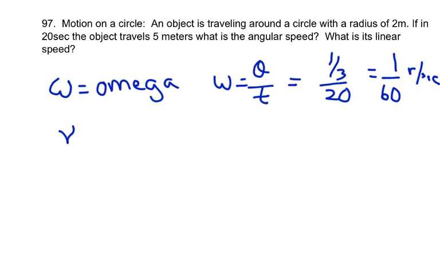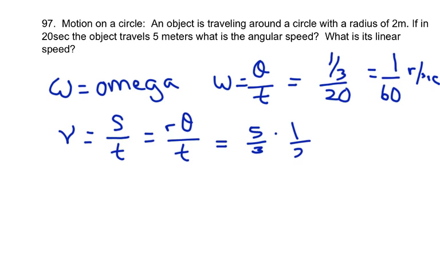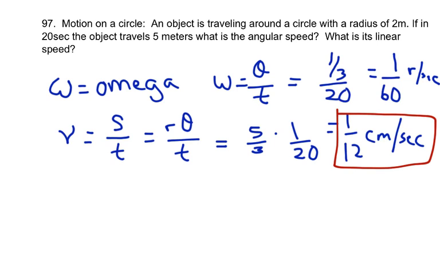Now velocity equals your arc length over time, which equals your radius times your angle over time, which equals 5/3 times 1 over 20, which equals 1/12 centimeters per second. Those are your angles. So you're just practicing using your formulas.